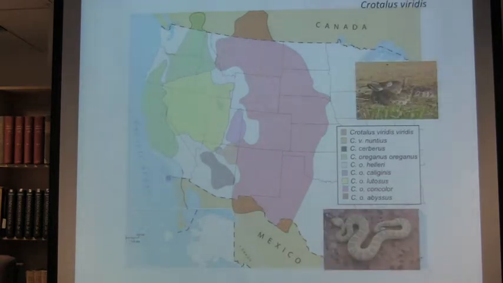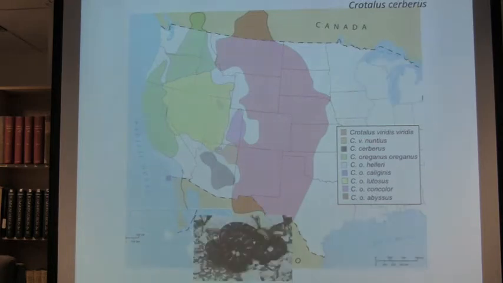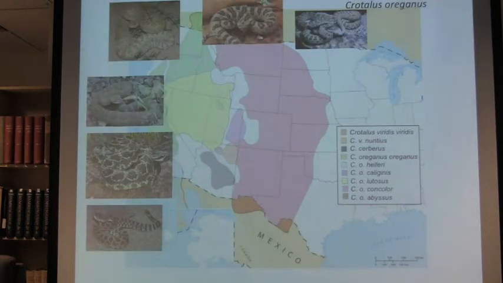First, we have Crotalus viridis, shown in red and orange. Next, Crotalus cerberus, shown in gray. And all remaining colors on the map fall into Crotalus origanus.